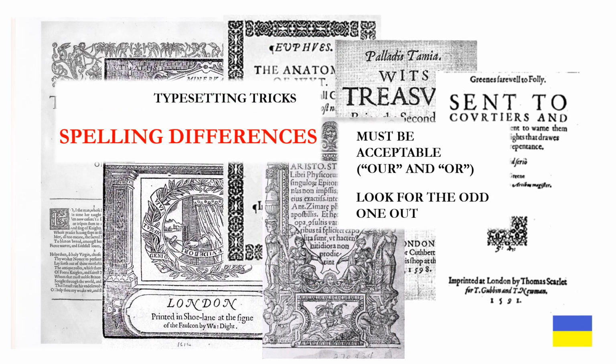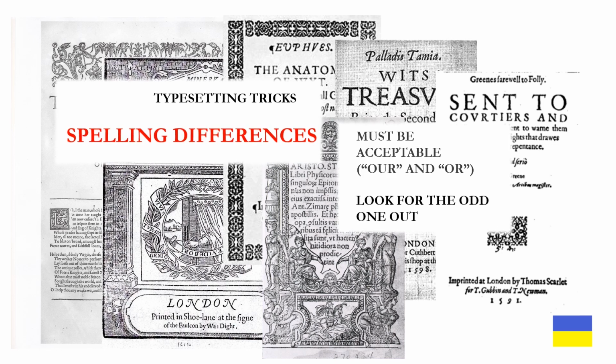Next, we have spelling differences. They must be acceptable, as in the OUR and OR ways to spell words like color and honor. As before, look for the odd one out as a signal that perhaps there is a puzzle somewhere on the page. Most likely, it's going to be in the line where the odd word is located.